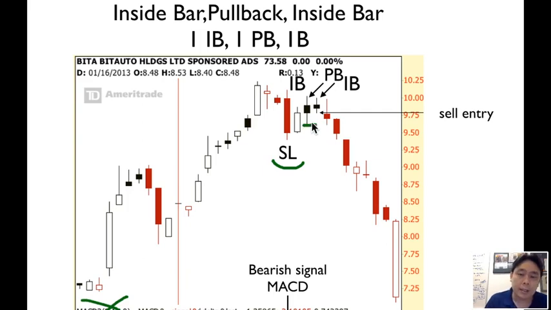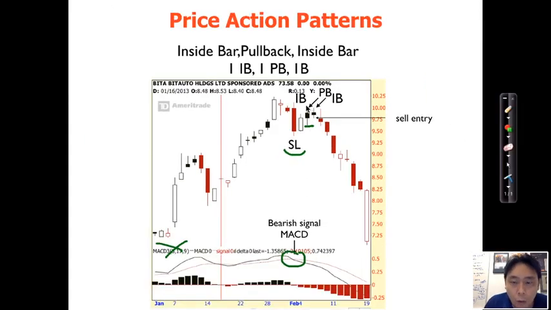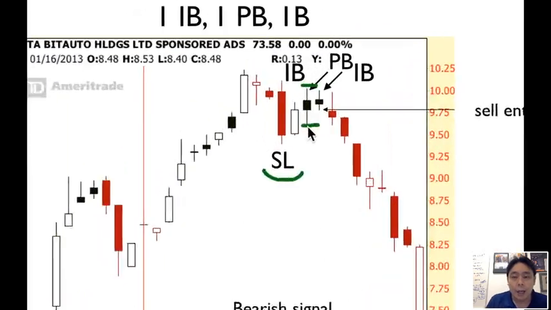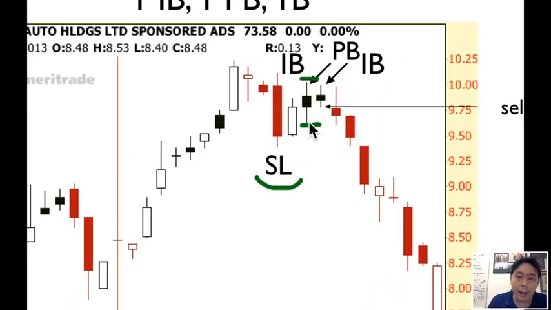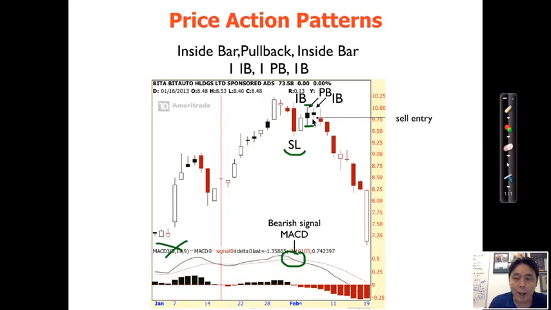That's a sell stop limit order. Our stop loss is over there. The next day, does the price go down? No, it makes a higher high, higher low, lower high. So it makes an inside bar now. So we've got an inside bar, pullback, inside bar. Where do we put our order?